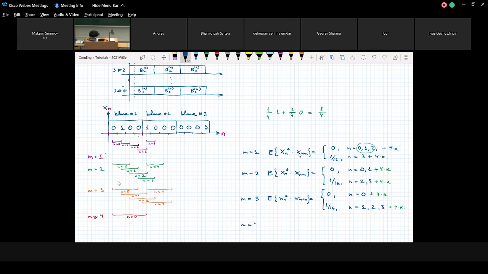M equals to... 1 over 16, for any n. Any questions in the chat?